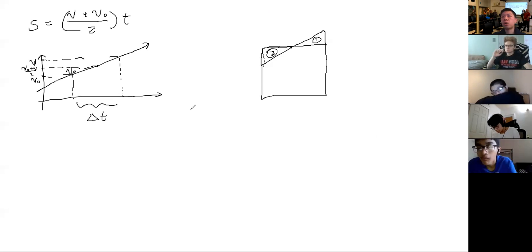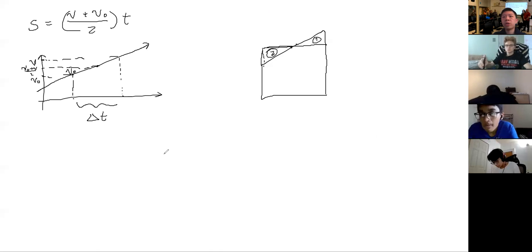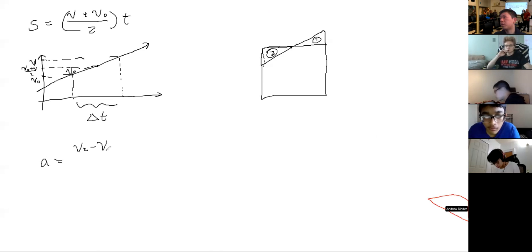All right, so now what we can do is we can say that acceleration is equal to v2 minus v1 over t.